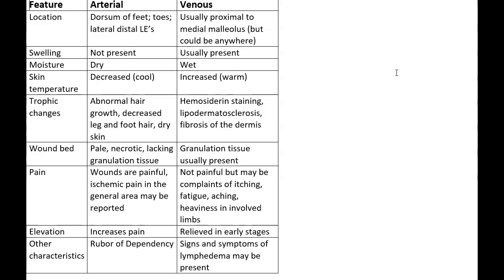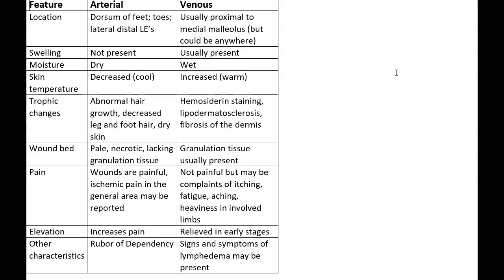If you don't believe me, go get your blood pressure cuff, pump it up to 200 millimeters of mercury, and leave it there for a few minutes. And you will experience that pain that you feel. That is ischemia. That is the lack of blood flow to a point distal to that. You can call that ischemic pain. The wound bed itself tends to be more painful than those of venous wounds.